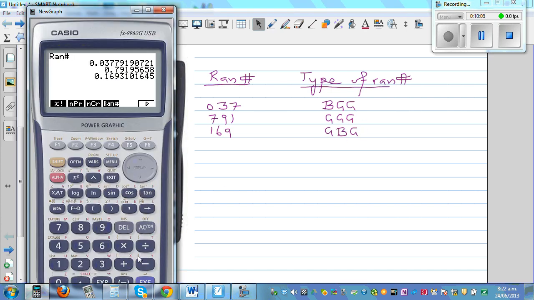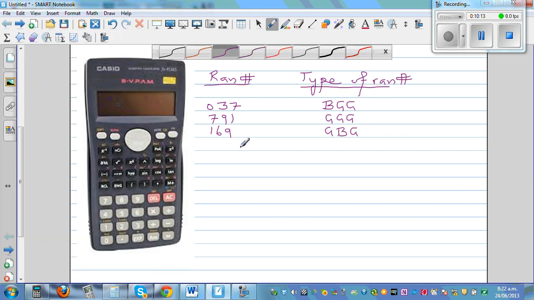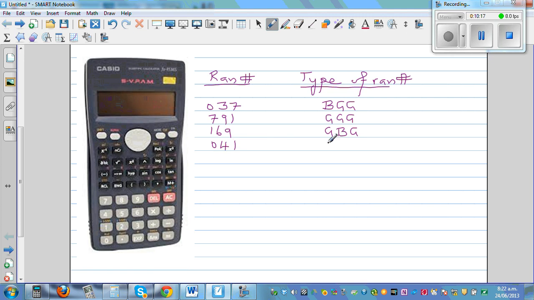And one more, this is 041. Both are even, so this is boy, boy, girl. So I want you to do this for, say, 30 families. This is your first family, this is your second family, this is your third family, and this is your fourth family. I'll do it for, say, 30 or 50 times, and then from this you find the probability.